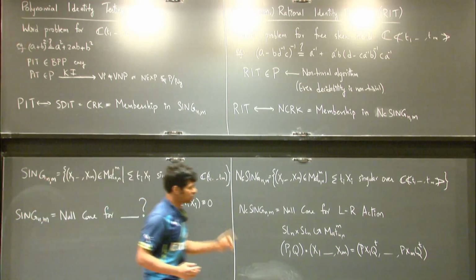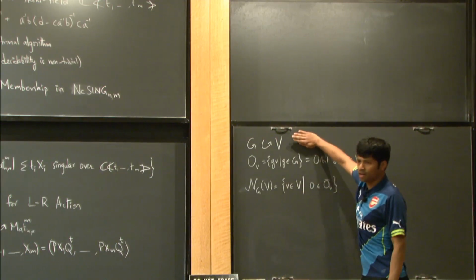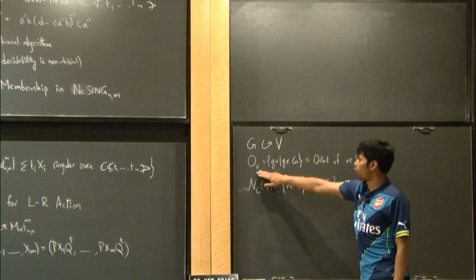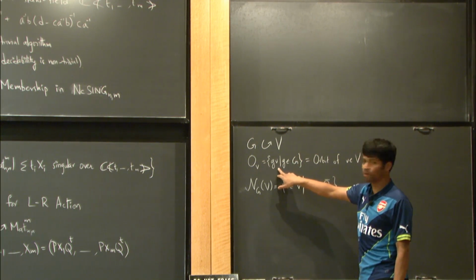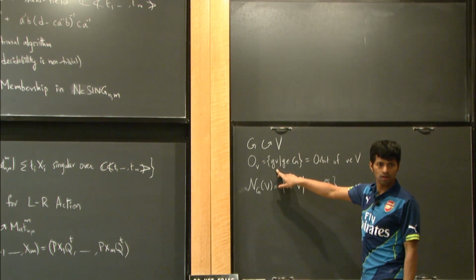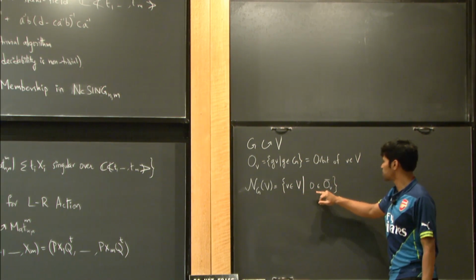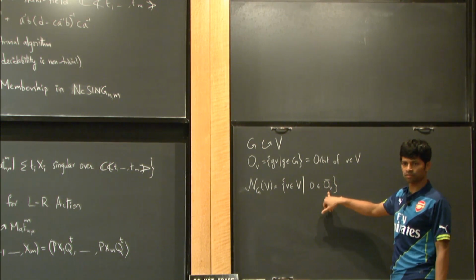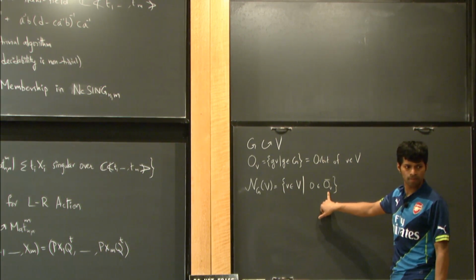Okay. So let me just remind you very quickly what the null cone is. A group acting on a vector space, the orbit of a certain point is all the points that it can go to by applying group elements. And the null cone is the set of all vectors such that the origin is contained in the orbit closure. Okay.